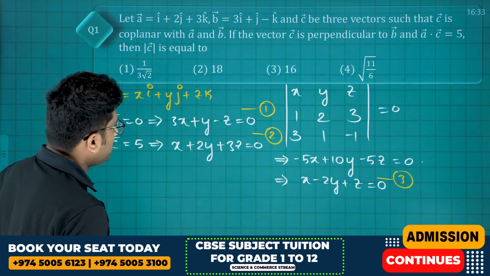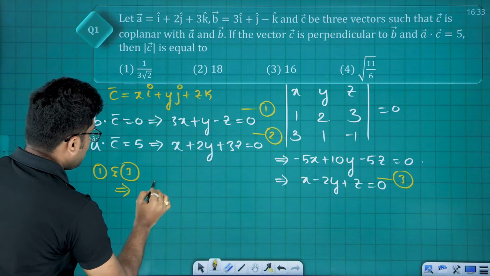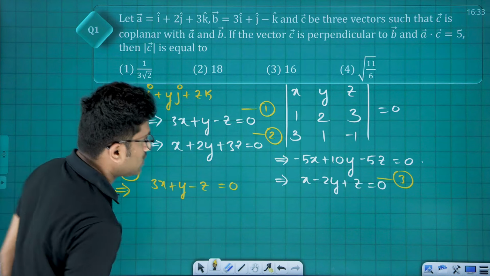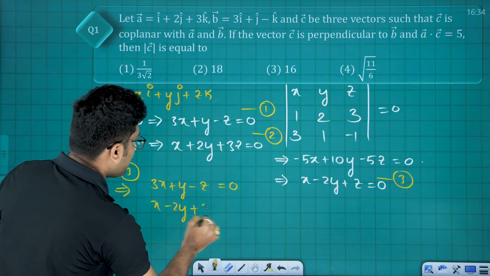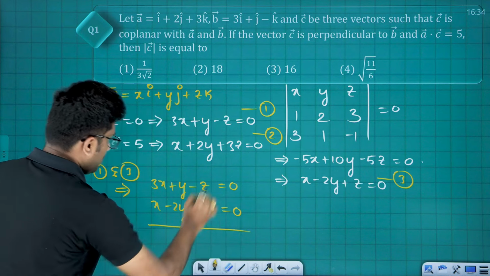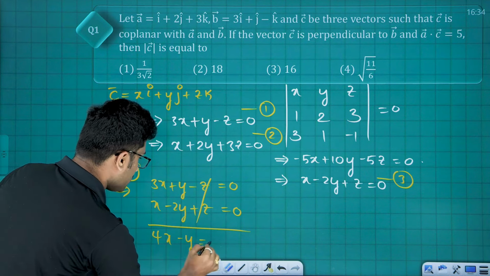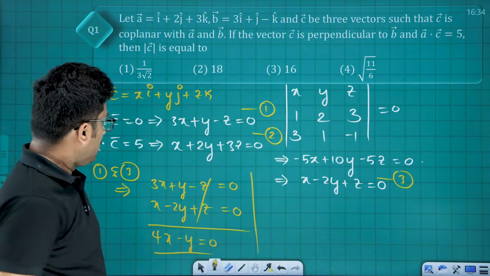If you add 1 and 3, what do we get? Equation 1 is 3x plus y minus z equals to 0 and equation 3 is x minus 2y plus z is equal to 0. So we get 4x minus y is equal to 0. Let this be one equation in x and y.